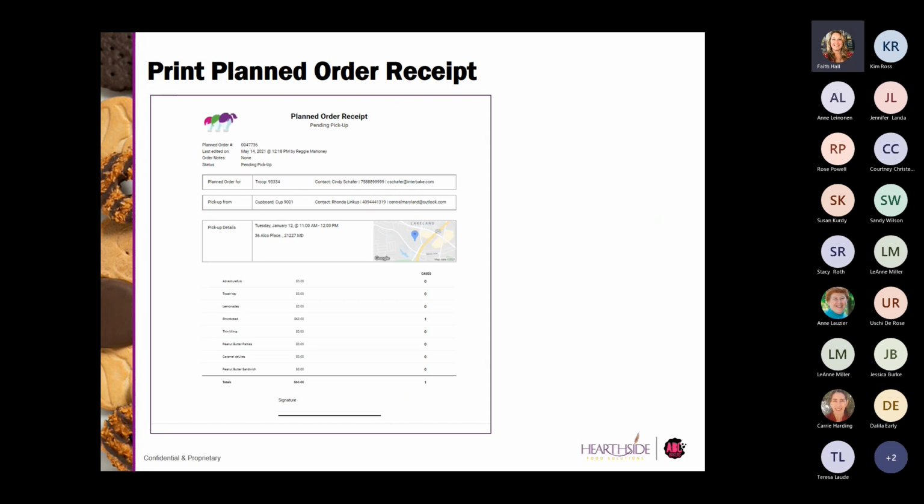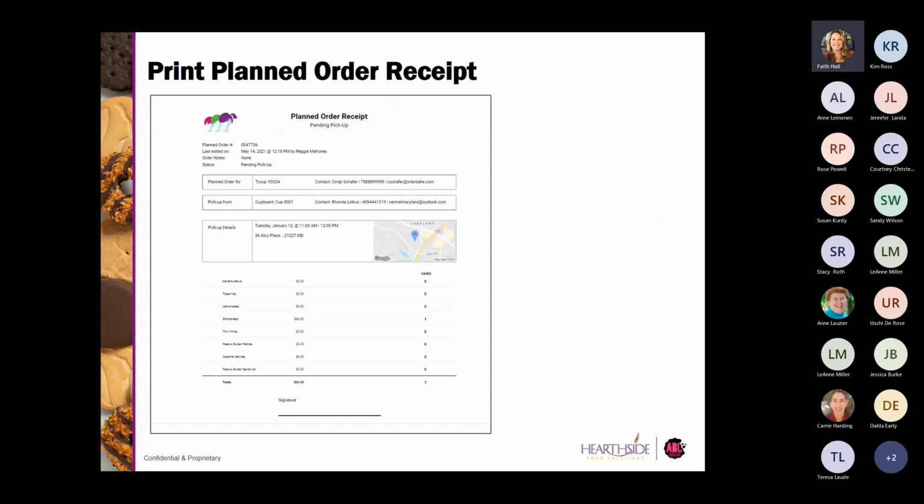Here is an example of a planned order receipt. So at the top, if you see it, the second line there says pending pickup. This is what the volunteer receives after they have submitted their planned order. This can be printed and brought into the cupboard. This is showing that it's pending pickup. There is a signature line at the bottom of this form. That's a nice thing to have for receipt purposes.